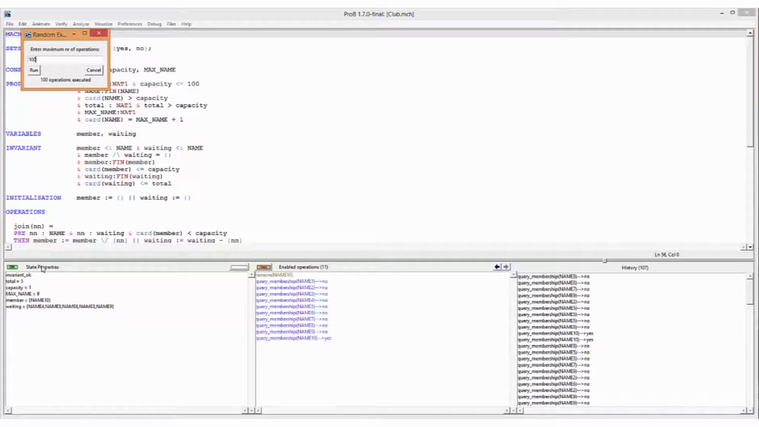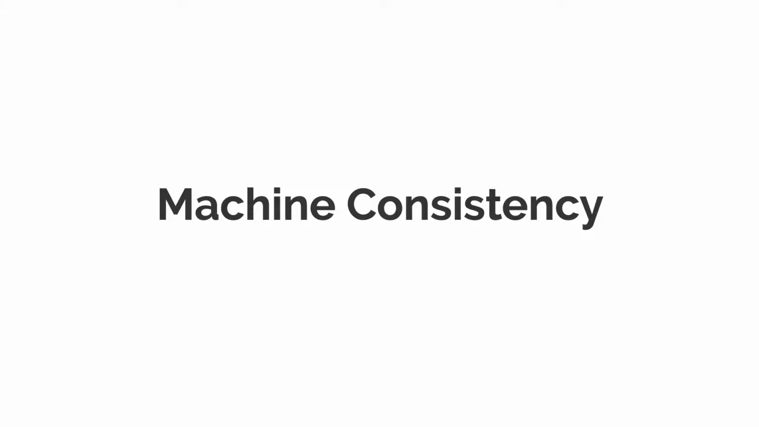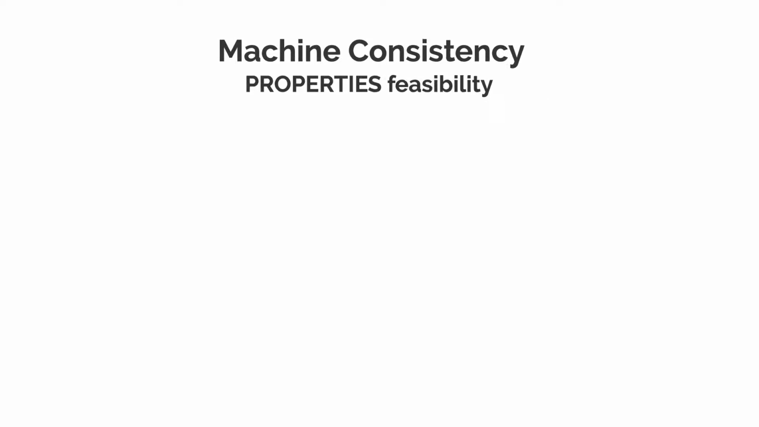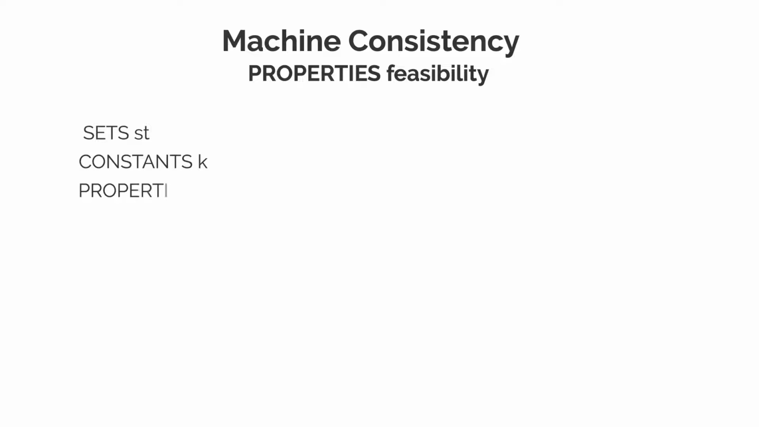Of course, this does not prove that the machine is consistent. We have done so using Atelier B, but that gives us a good hint that the machine may indeed be consistent. We should now discuss machine consistency, given that we have the properties clause. The first thing we have to prove is the feasibility of the properties. Basically, there must be values for the sets and the constants that satisfy the established properties.